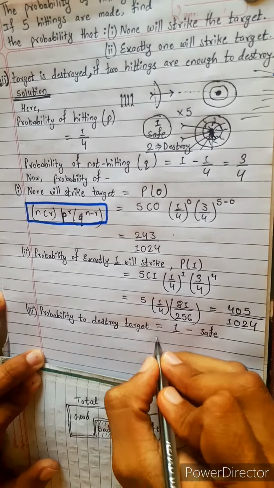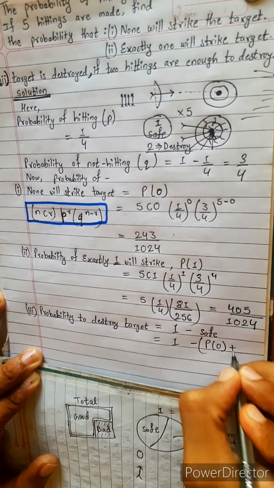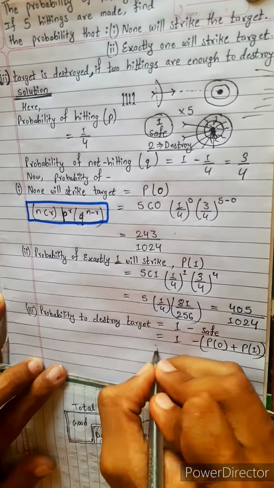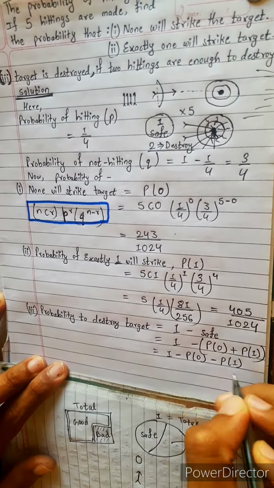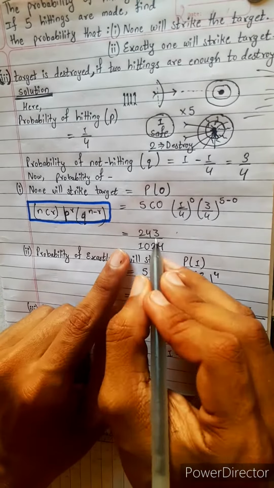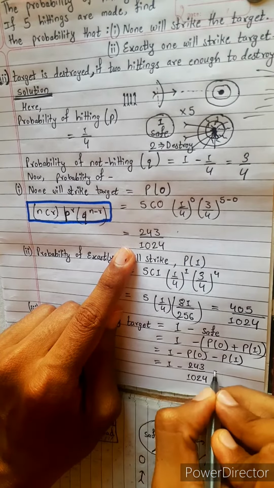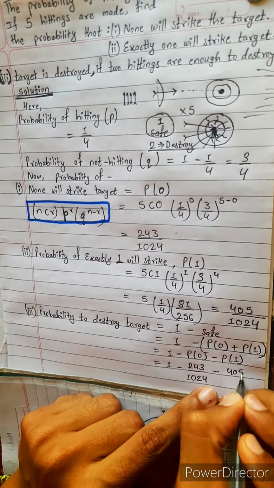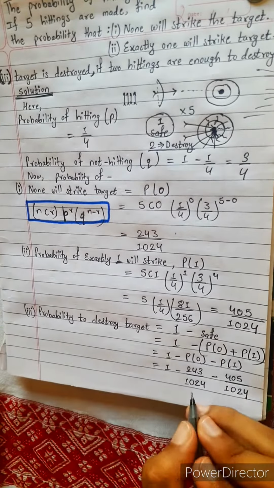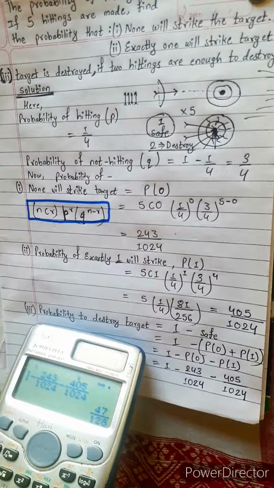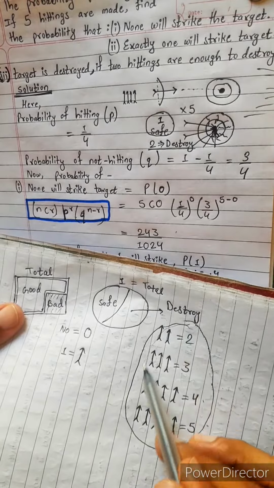So this is one, total probability, minus probability of zero hit plus probability of one hit. Now this is one minus probability of zero hit minus probability of one hit. So probability of zero hit first. This is 1 minus 243 divided by 1024. And probability of just one hit, a single hit, it will not be damaged, 1024. Now, if we subtract from 1, it will be damaged. This is equal to 47 by 128. So this 47 by 128 is the probability to destroy the target. This we have calculated.